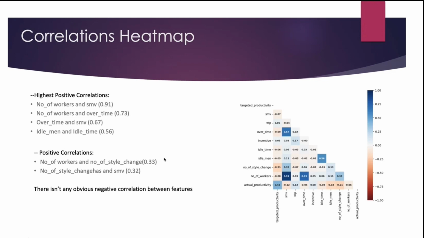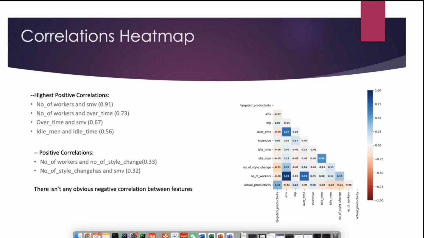There is no independent variable that has a strong correlation with the target variable. Most correlations between the attributes are weak and insignificant. There are only a few moderate and strong positive correlations. SMV and the number of workers have a strong positive correlation, 0.91. This makes sense because we could expect that the longer the task, the more workers are allocated to it.